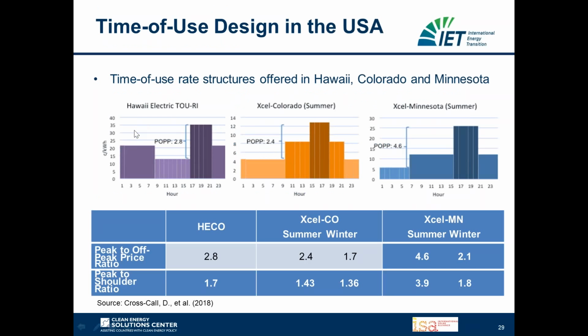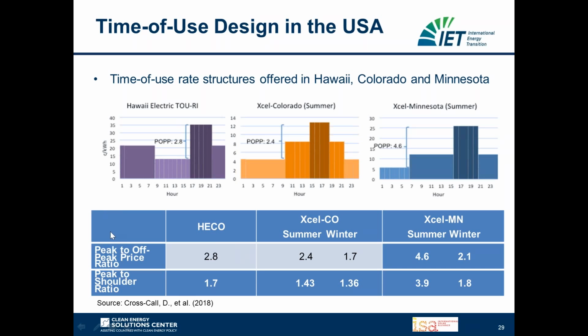Here's just a few examples from Hawaii, from Colorado, and from Minnesota. Don't be surprised that you see a lot of examples here from the United States. They have actually been the front runner in experimenting with smart rate design in the last couple of years, much more than other jurisdictions, for instance, Germany, where also one could expect that this is happening.